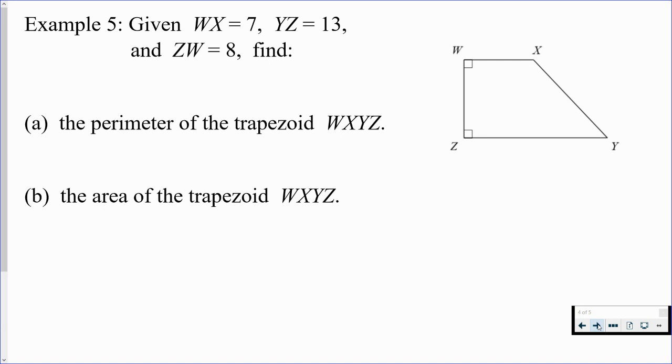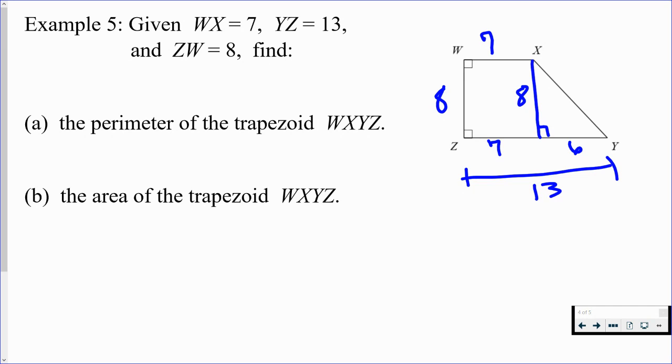Given that WX is 7, YZ is 13, ZW is 8, now we want to find perimeter and area. So let's talk through a few things. We could draw a line down, and now we have a rectangle and a triangle together to make this trapezoid. We would know that this piece would be 8, this piece would be 7, which, if this whole thing from Z to Y is 13, and we already know that this piece on the left is 7, that leaves 6 for the bottom of the triangle.